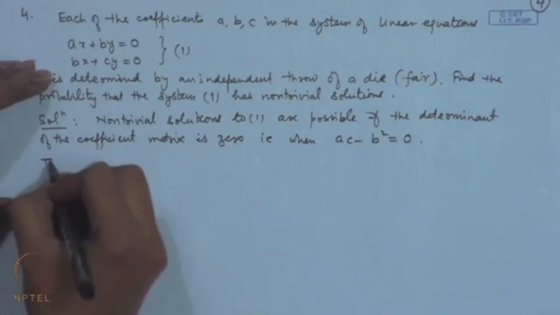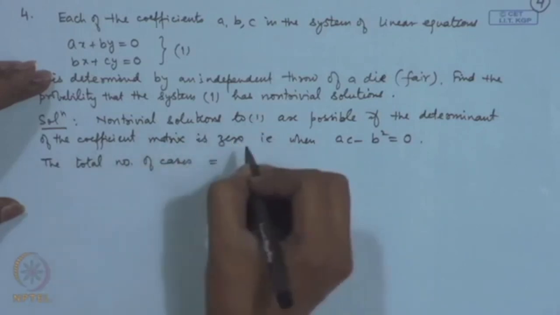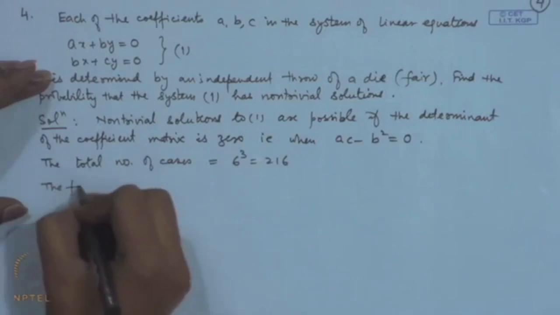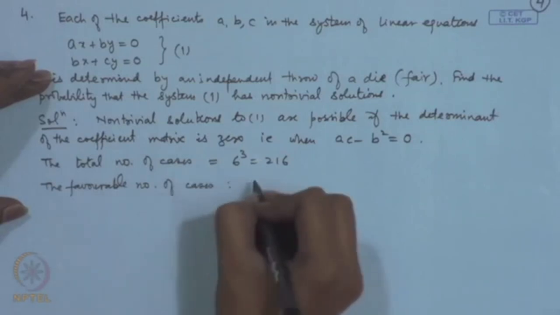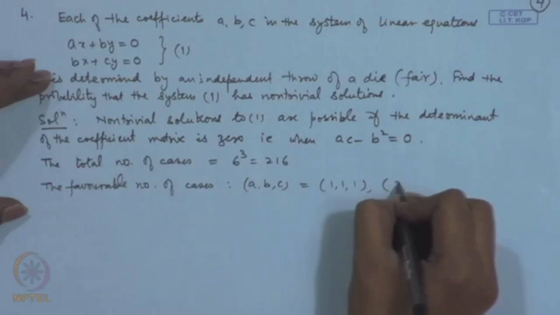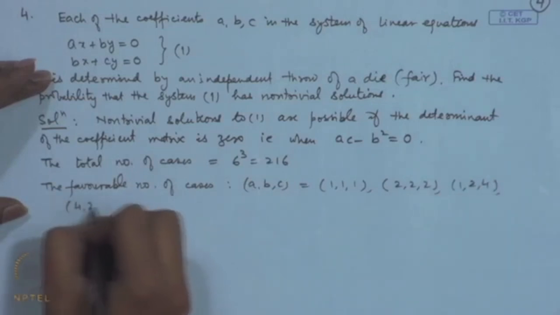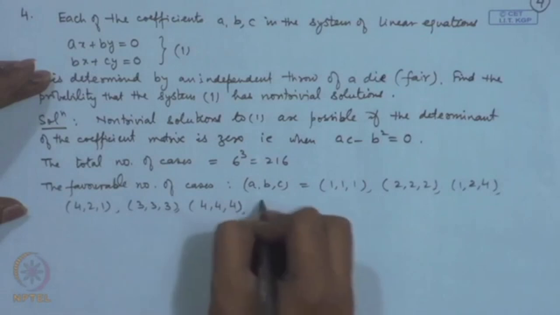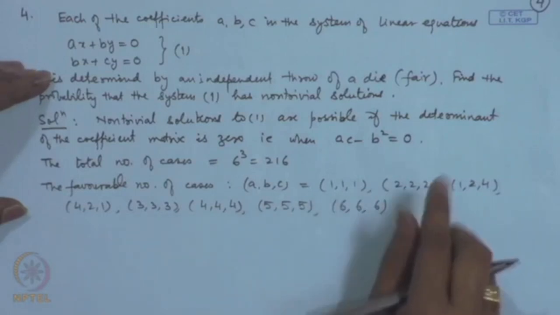So, the total number of cases when you throw a die 3 times, you will have 6 cube, that is 216, and the favorable number of cases, how many? That is A, B, C can take values 1, 1, 1, 2, 2, 2, 1, 2, 4, 4, 2, 1, 3, 3, 3, 4, 4, 4, 5, 5, 5, and 6, 6, 6. So, there are total 8 cases.